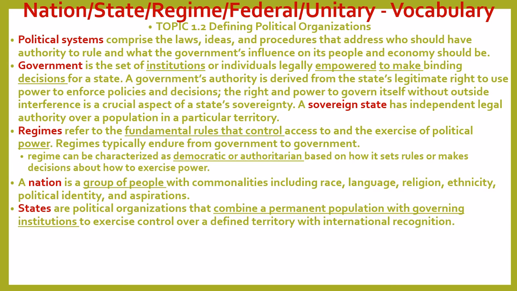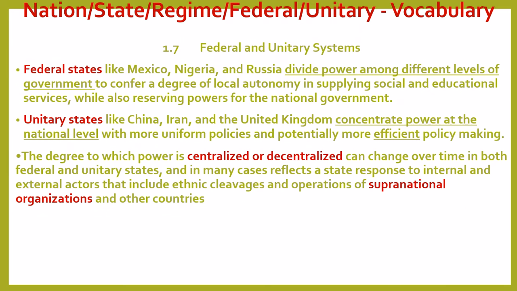So when a nation is being governed by a set of institutions that are empowered to make decisions, then that whole system, the nation and the government, make up what is known as a state, right? So the difference between government and state is that state includes the people, the nation. Government is just the institution. The state is the institution plus the people. So that is the state. All right, hopefully that clarified some of the differences between all of these terms.